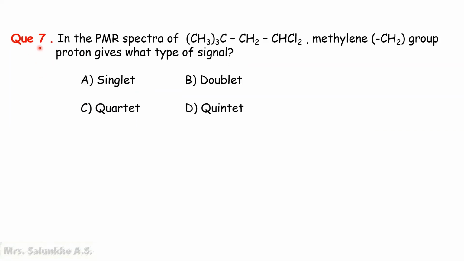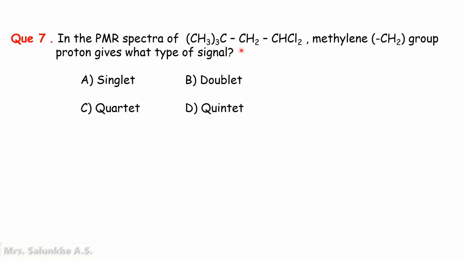Then next question, question number 7. In the PMR spectra of CH3CH2CHCl2, the methylene group proton gives what type of signal?